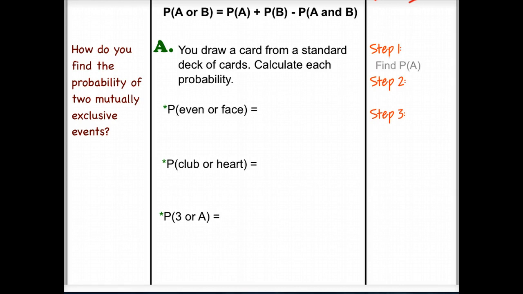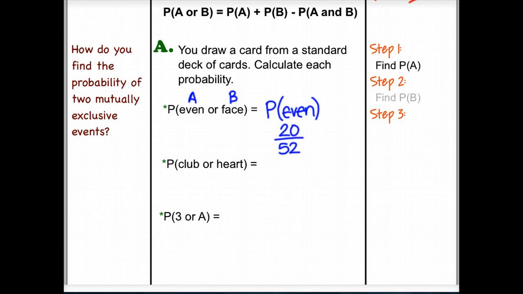So our first step is to find the probability of A. Well, in our case here, A is even, B is a face card. So first we want to find the probability of getting an even card. Well, there are 52 cards in a standard deck of cards. And the probability of getting an even number, even would be 2, 4, 6, 8, or 10. That's 5 in one suit. We have 4 suits, so 5 times 4 is 20.